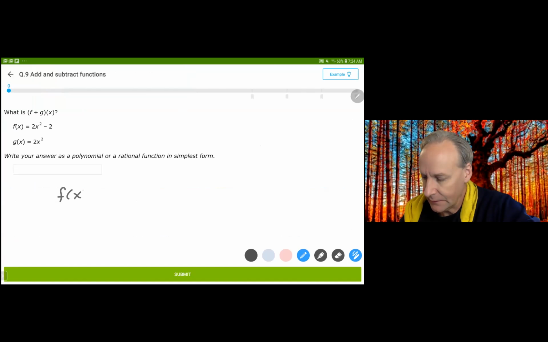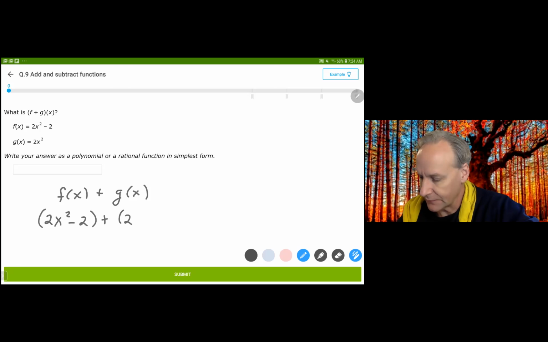F plus g of x is the same as f of x plus g of x. I prefer to write it in this notation because then I'm really just substituting in what f of x represents, which is this polynomial, 2x squared minus 2, and I'm adding this one, the 2x squared. And when you add those together, you get 4x squared minus 2.